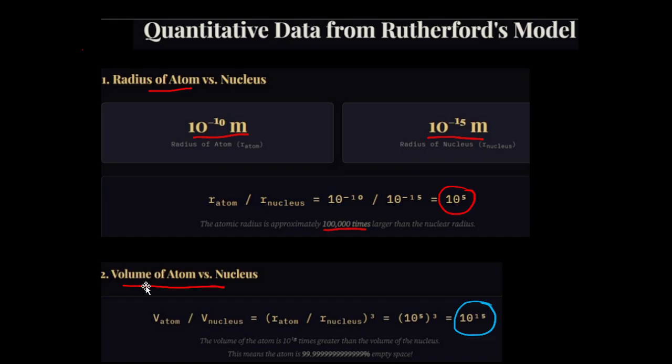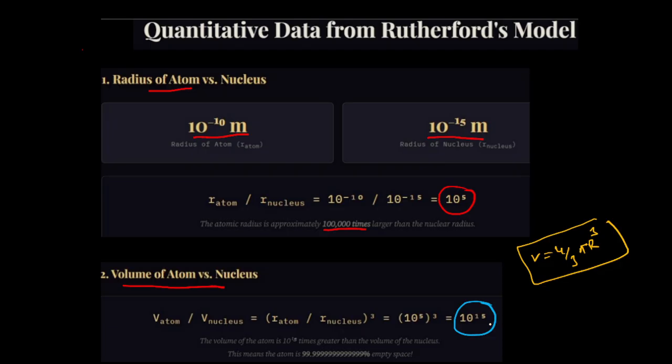If I take the ratio of the volume of the atom to the nucleus, how do you calculate volume? Both nucleus and atom are considered to be spheres. And what is the volume of a sphere? I hope you know that the volume of a sphere is 4 by 3 pi r cube. So when I take the ratio of volume for atom and nucleus, the 4 by 3 pi will be cancelled out. It should be nothing but the ratio of radius to the power 3, right? So that means 10 to the power 5 to the power 3 is 10 to the power 15.